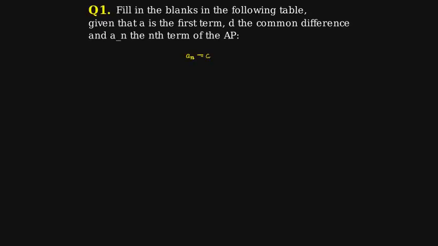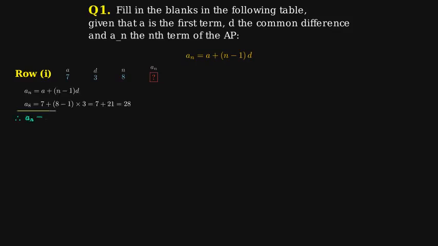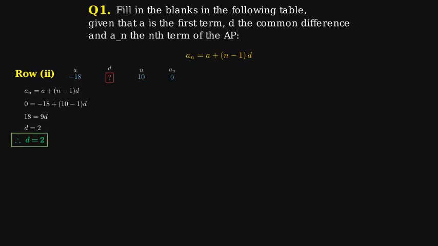Exercise 5.2, Question 1. Fill in the blanks in the following table using the formula an equals a plus n minus 1 times d, where a is the first term, d is the common difference, and an is the nth term. Row 1. a equals 7, d equals 3, n equals 8. Find an. a8 equals 7 plus 7 times 3 equals 7 plus 21 equals 28. Row 2. a equals minus 18, an equals 0, n equals 10. Find d. 0 equals minus 18 plus 9d. 18 equals 9d. Therefore d equals 2.